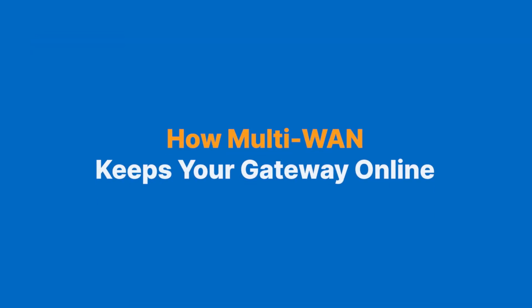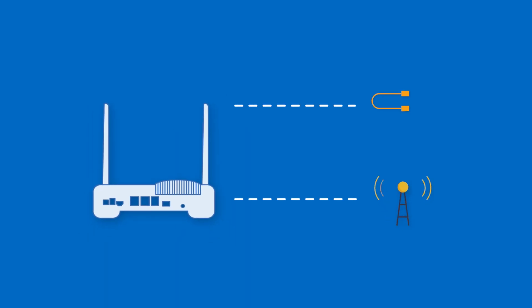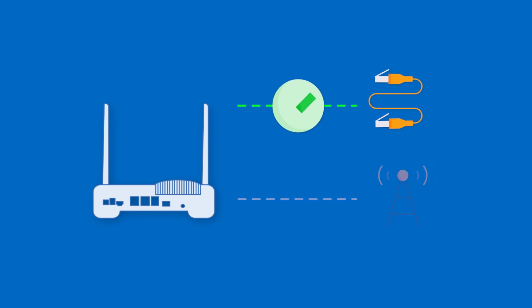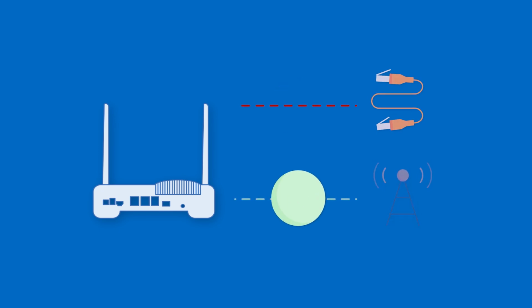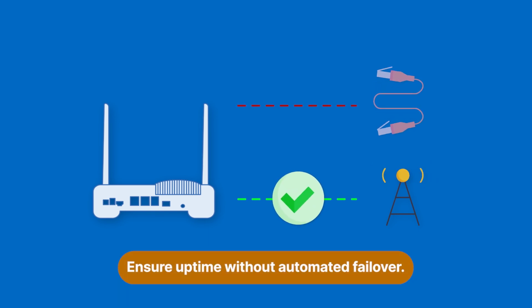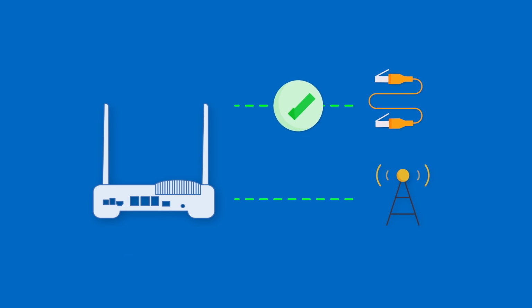WisDM supports a multi-WAN feature, allowing you to set priority for your backhaul connections. For example, to save on cellular data costs, you can set Ethernet as the primary backhaul. If Ethernet goes down, the gateway will automatically switch to cellular. This ensures your gateway remains online without manual intervention. We've linked a WisDM failover deep dive video in the description if you want to explore this feature further.